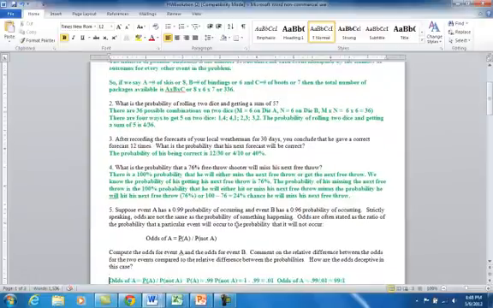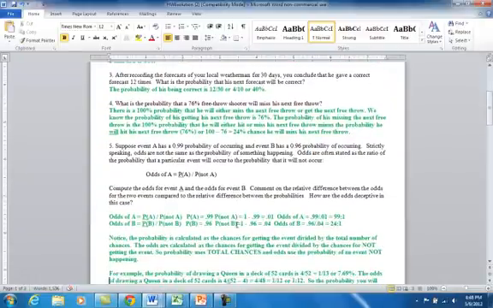All right, number 3. After recording the forecast of your local weatherman for 30 days, you conclude he gave correct forecasts 12 times. And we want to know, based on our empirical observation, what is the probability his next forecast will be correct? So the probability is equal to what our observation was, which is he's correct 12 out of 30 times, which is 4 out of 10, which is 40%. So 40% of the time he is correct.